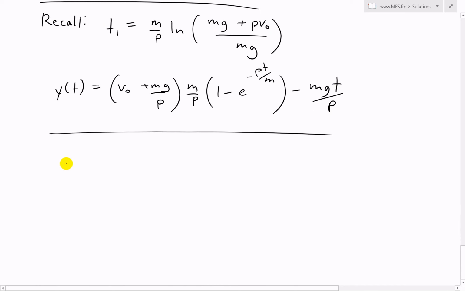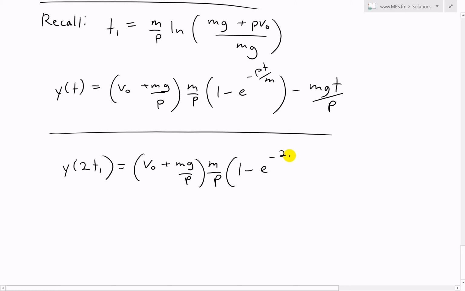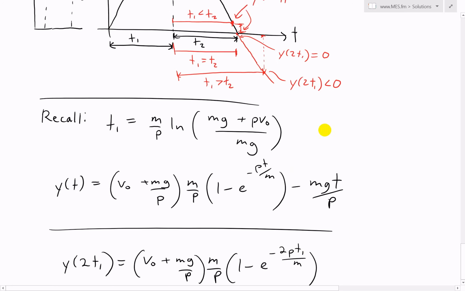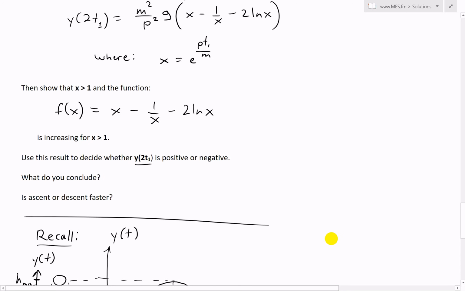So now let's look at what happens when you plug y of 2t1 inside. These are all just constants. There's no t in these. So this is v0 plus mg over p, m over p, and then now what we have is 1 minus e to the negative, and I'm not going to plug in the full value inside. We're going to have here 2pt1, because we have 2 times t1, and the reason I'm doing it like that is because we have that x formula we want to use to simplify it, and I'll simplify it in a bit.